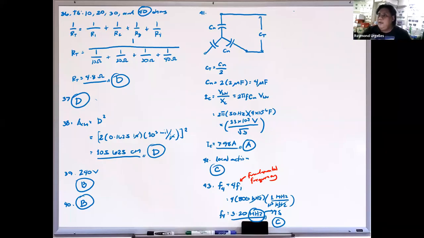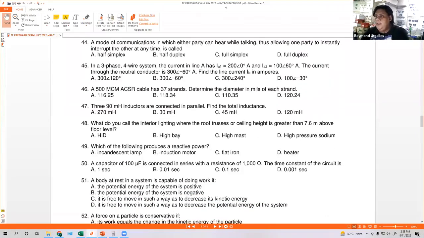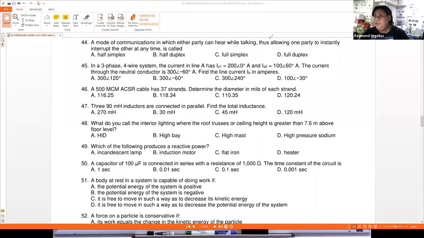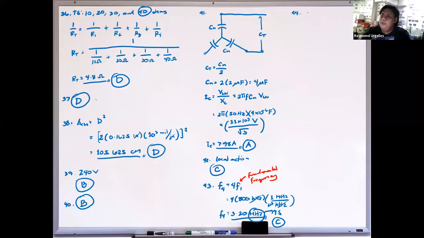Next number, 44. It says here, can hear while talking. That means the transmission and the receipt, the transmitting and the receiving, happen at the same time. Therefore, this is full duplex. Half duplex is one at a time only, either transmitting or receiving. But when it happens at the same time, that's full duplex. Like a telephone.